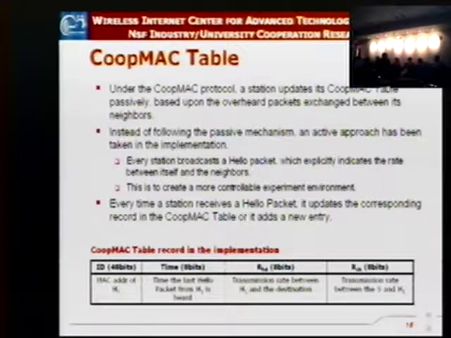Is this at the application level? No, we implement it in the MAC layer, in the driver. Even the hello packet we have in the driver, so we wanted to keep the whole functionality at the low level. It's a broadcast packet of the driver that in the payload has information about the rates.